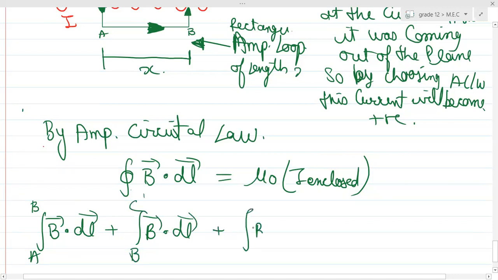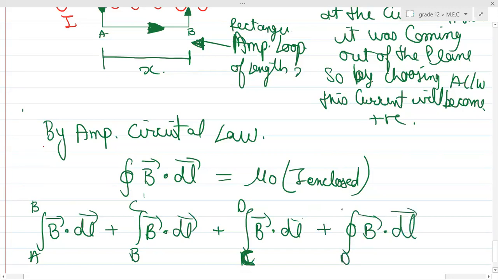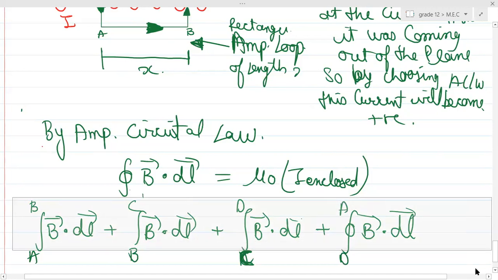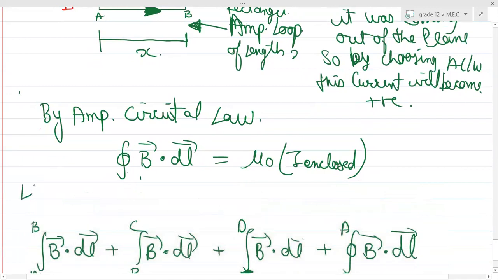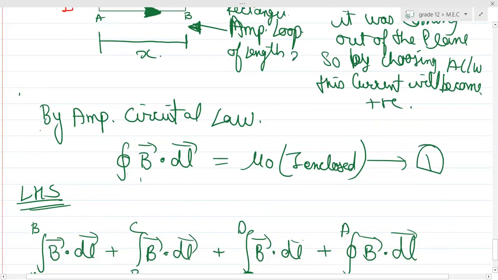then B dot dl from C to D, and the last is B dot dl from D to A. This thing which I am doing is basically the left hand side of the equation. I'm doing it separately. Is it fine? Guys, is it fine if I do it separately, LHS and RHS? Later on, from equation 1, I'll just equate them.